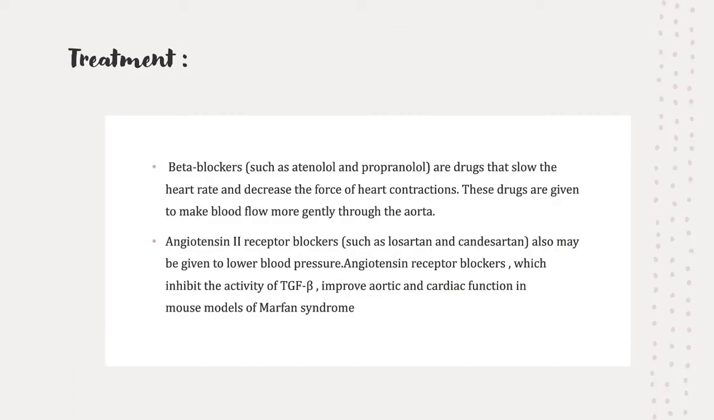And if we talk about the treatment of this syndrome, those drugs are used whose aim is to decrease our blood pressure, to make blood flow more gently through the aorta. Usually beta blockers like propranolol are used to slow down our heartbeat. And angiotensin 2 receptor blockers also may be given to lower blood pressure.